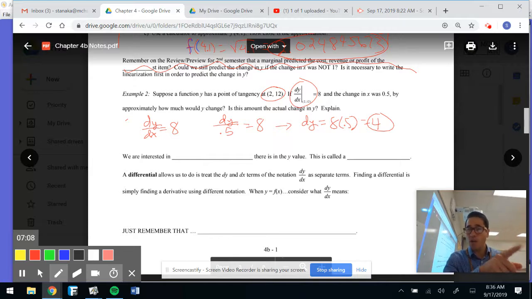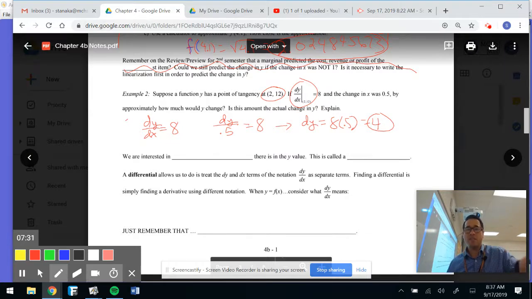Now we need to remember that when I change x by 0.5 and y by 4, that is just an approximation. That's not the actual change in y. Why? Because when I do my dy/dx, that's the slope of a tangent line. And we use tangent lines to help us approximate curves. If I wanted the actual change in y, just look at the curve. But it's not always easy to deal with curves, thus we use lines.